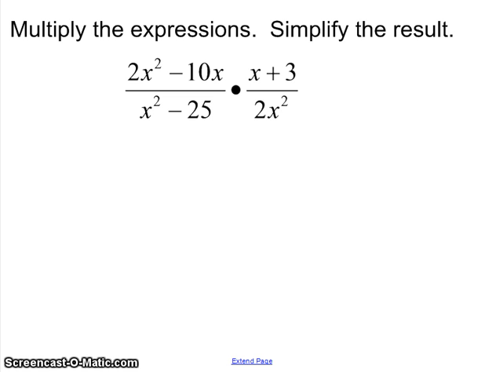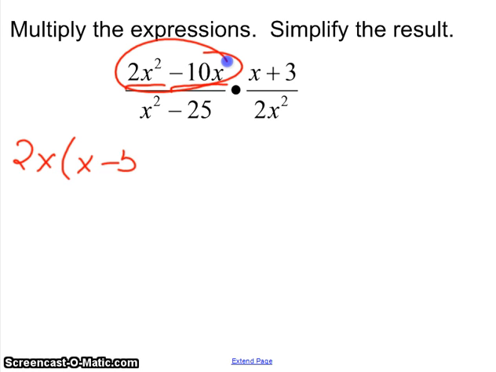All right, so I'm going to start by factoring the top left. It has a GCF of 2x. I'm going to divide 2x squared by 2x, and I get x. I'm going to divide negative 10x by 2x, and I have negative 5. Now to the bottom left.